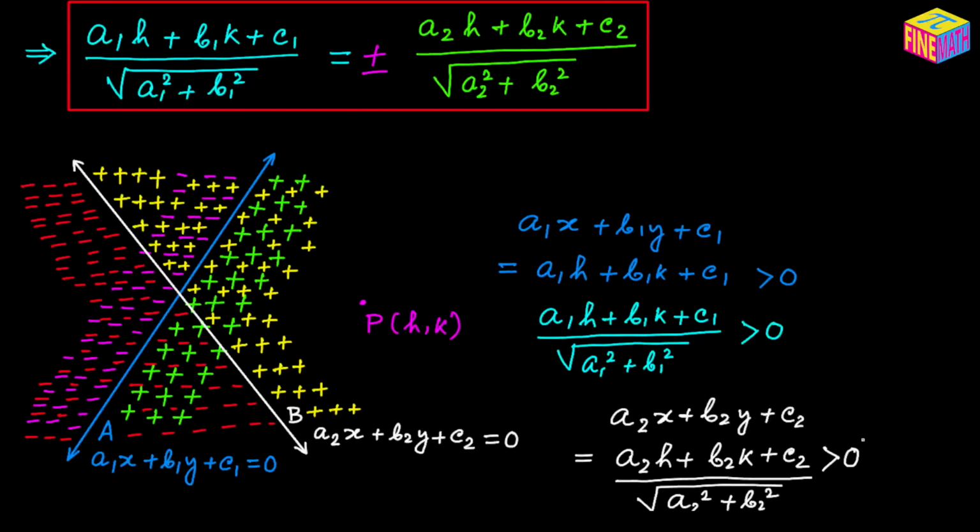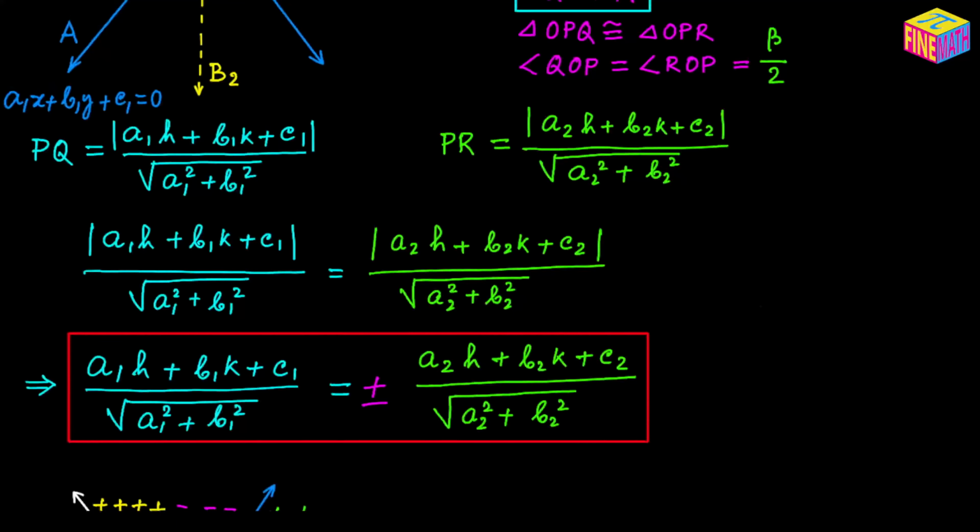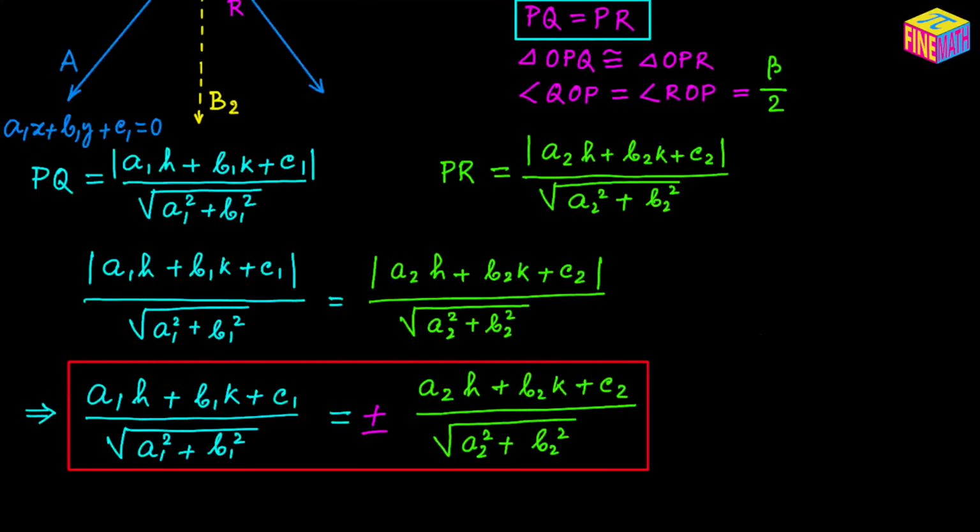So in this particular example, if the positive and negative regions happen to be the way we have assumed, then both the distances are coming out to be positive. Then we can say PQ equals PR, our original property up there. So I'm going back to the original property, which is way up there.